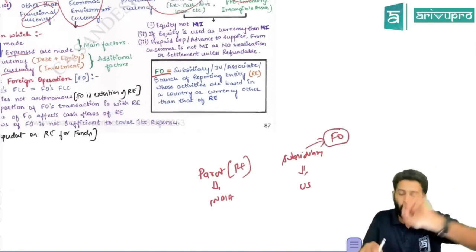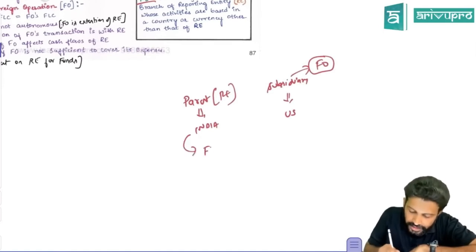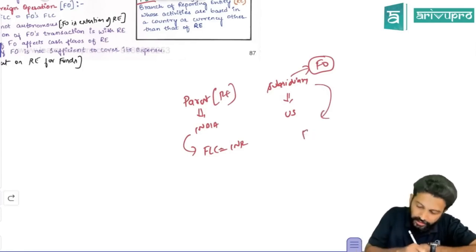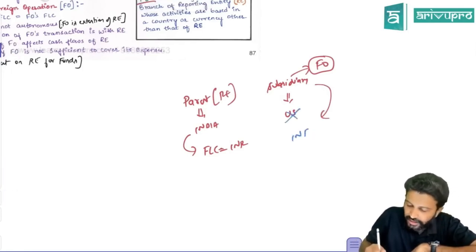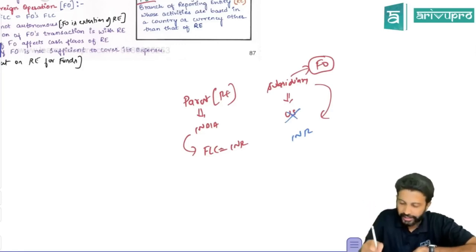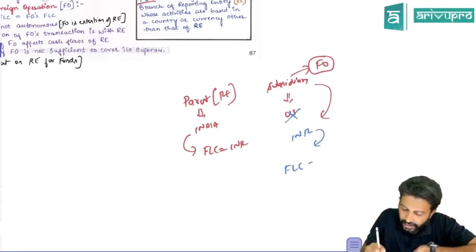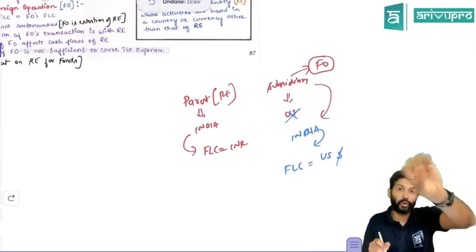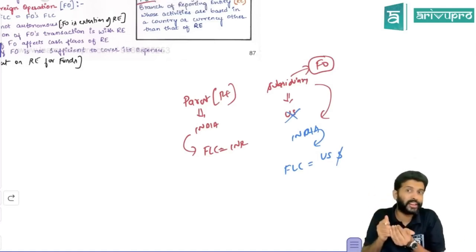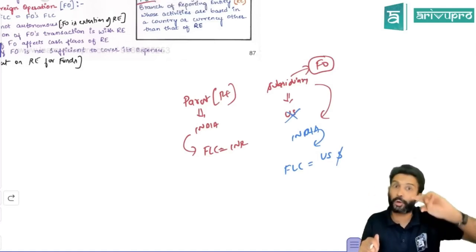That is one way. Or let's say parent's functional currency is Indian rupees. Subsidiary's functional currency, let me modify this example. Let's say subsidiary is not there in US. Let's say they're in India only. Subsidiary is there in India only. But their functional currency is not INR. Their functional currency is, let's say, US dollars. In this case also, the subsidiary will become foreign operation. Rare case, but it could happen. Because I told you, just because you're in India does not mean your functional currency is INR. It could be different also.